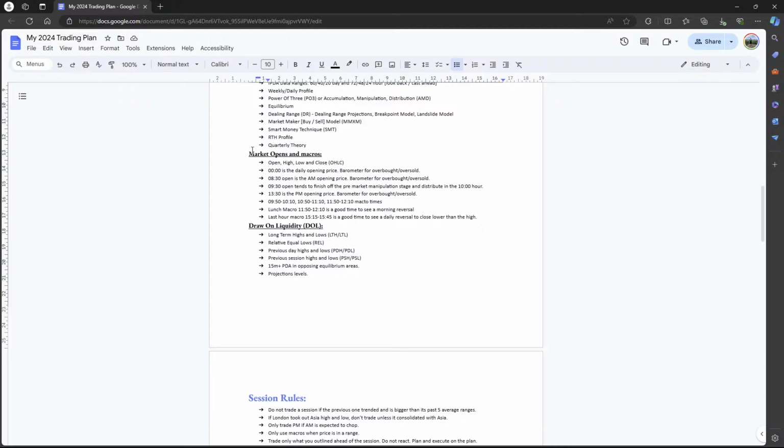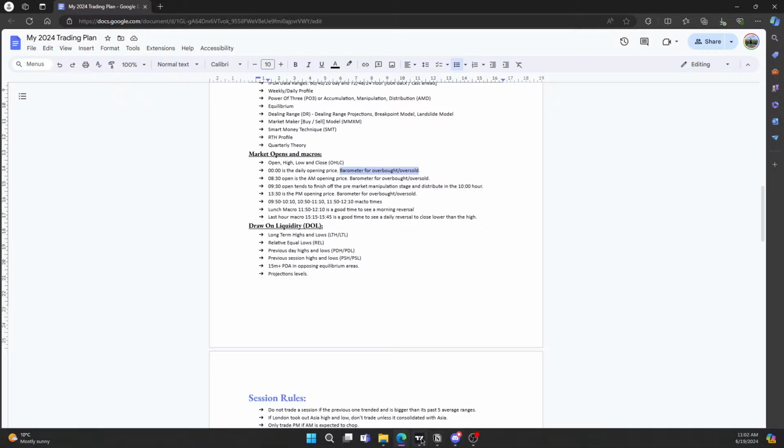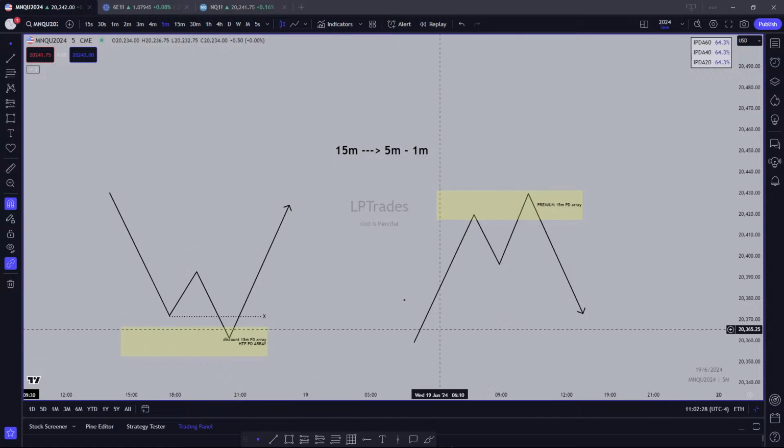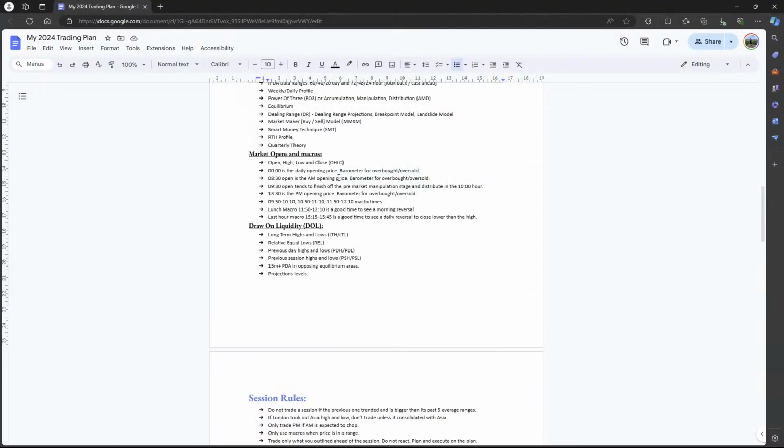So we have the market opens and macros, the open, high, low, and close of a daily chart. Midnight open, which I call the true open. It's the barometer, which is why I always put the midnight open. It's not part of my model, but it's part of my trading plan. So this is a tool that I use with my model, with my entry pattern that I showed up here. I use that tool within this. So all these things I'm using within my model or my entry pattern.